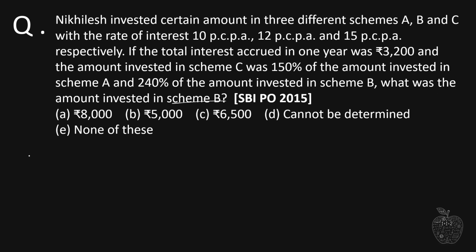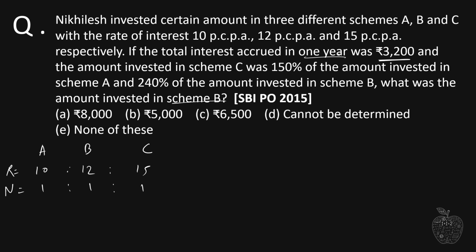Okay, now there are three schemes, scheme A, scheme B and scheme C, and the rate of interest is what? 10%, 12% and 15%. So 10 is to 12 is to 15. Okay, if the total interest accrued in 1 year, so n is 1 year for all three, 1 is to 1 is to 1, was 3,200. So this is the total interest.